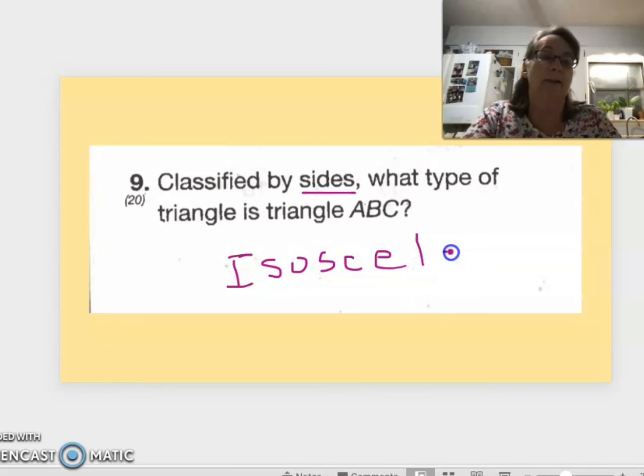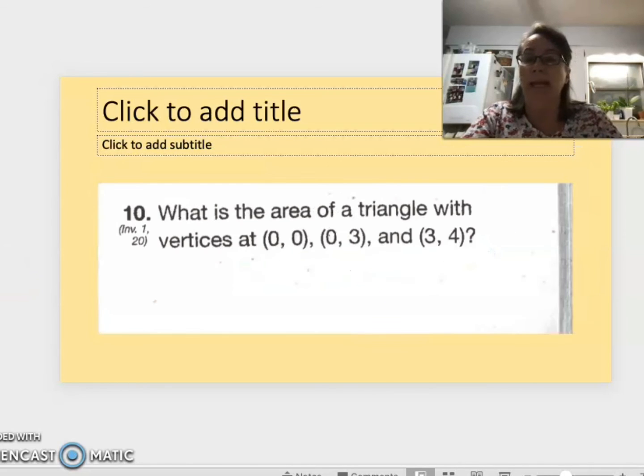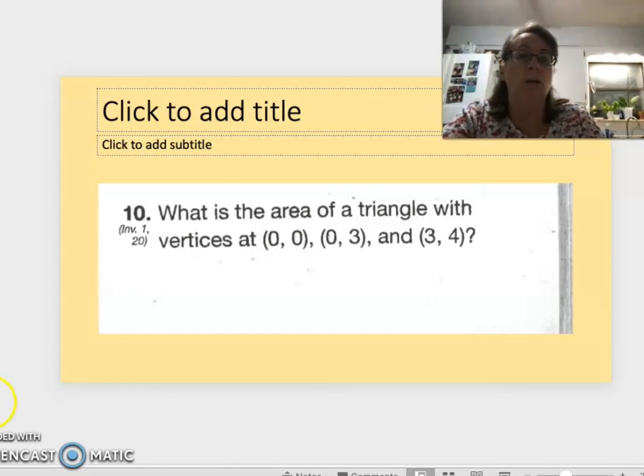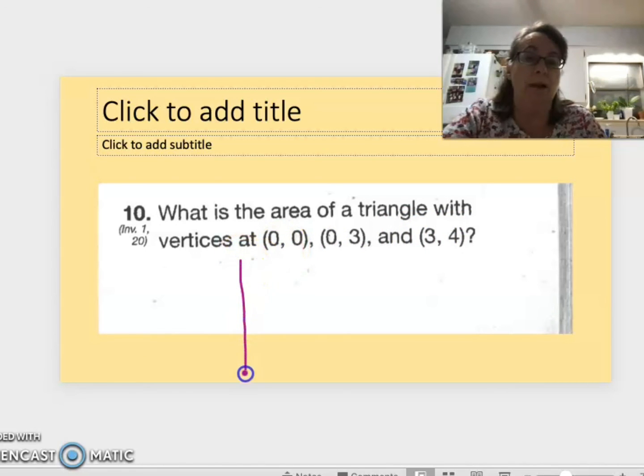All right, it's hard to write on this thing. And last but not least, the very last problem on this half of your review. What is the area of a triangle with vertices at... I'm going to make a graph first.